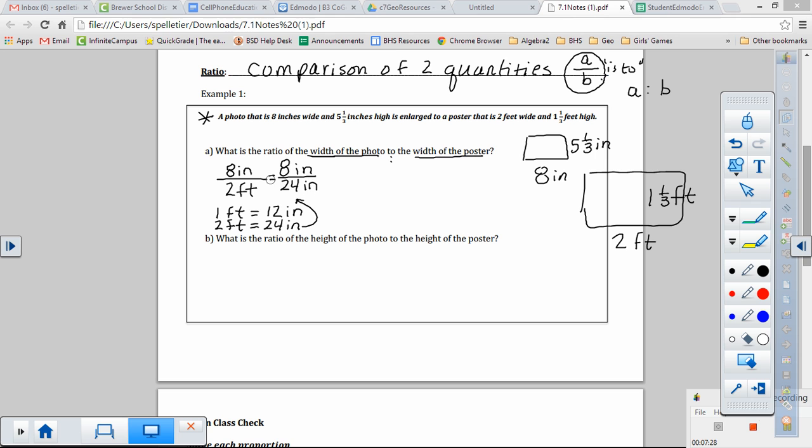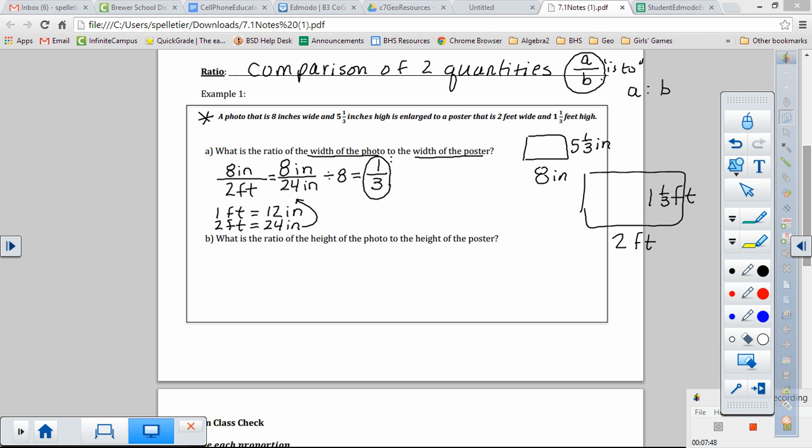And I can compare this now. 8 and 24 are both divisible by 8. 8 divided by 8 is 1, and 24 divided by 8 is 3. So we get a ratio of 1/3. That means the poster's 3 times as large as the photo.